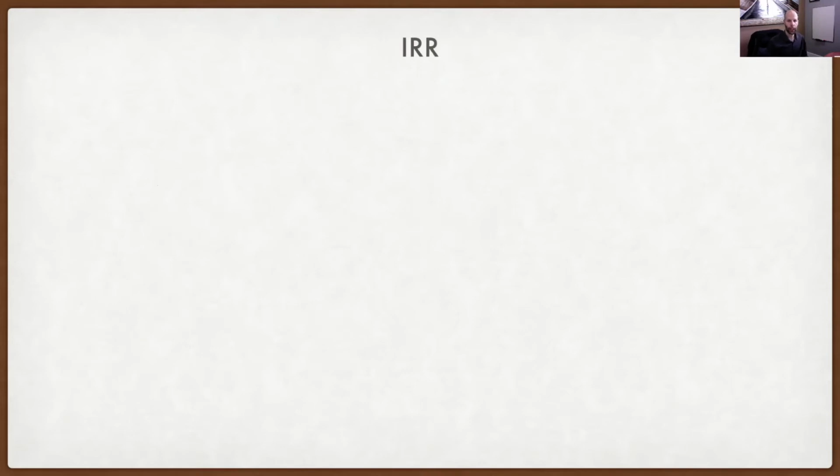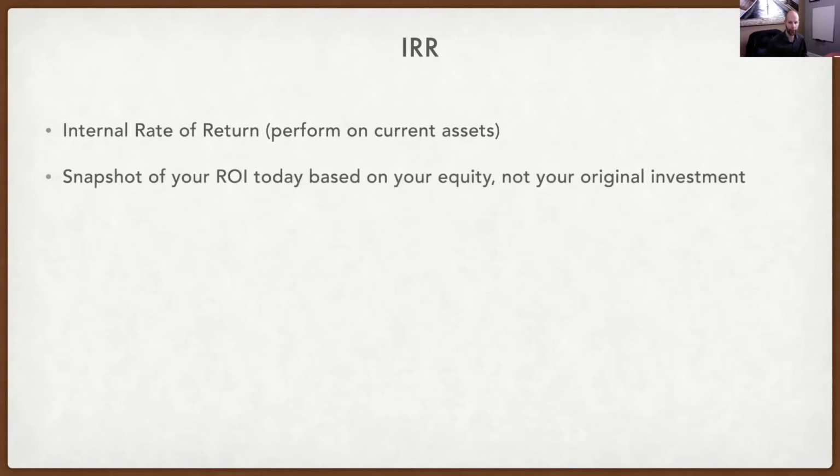So what an IRR actually is: it's something you perform on current assets. You're not going to use an internal rate of return when you're looking at buying a new asset. It's a way to take a current property and see how it's performing based on the equity that's already in it. So it's a snapshot of your return on investment today based on your equity, not on your original investment.